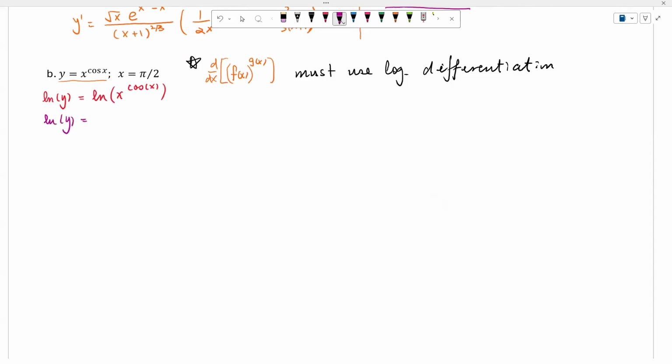Then, of course, to this one, I can bring the cosine of x down to make it become cosine of x times natural log of x. Okay. Then now we differentiate. We take the derivative to both sides of the equations. Then, of course, to this side, we have to use a product rule.